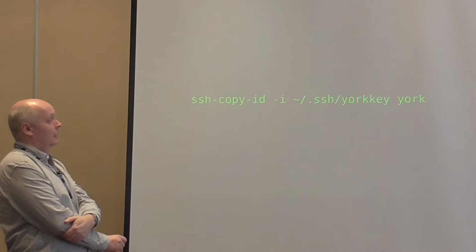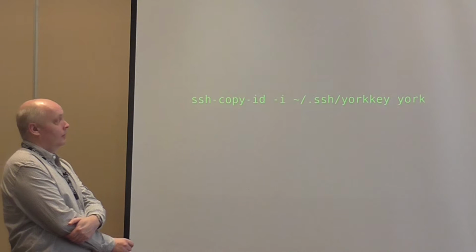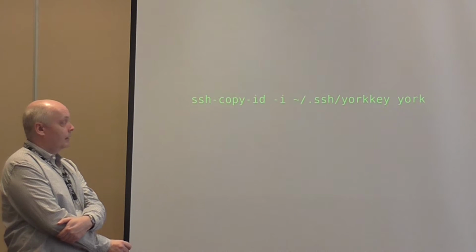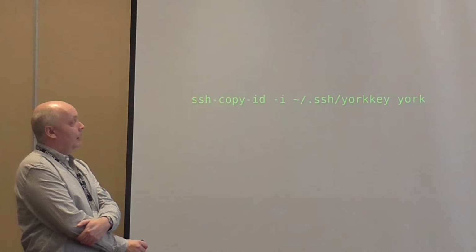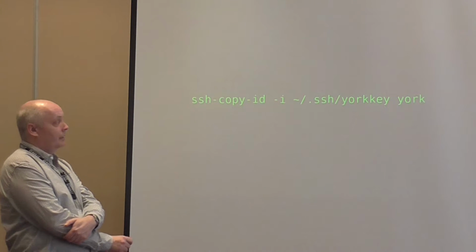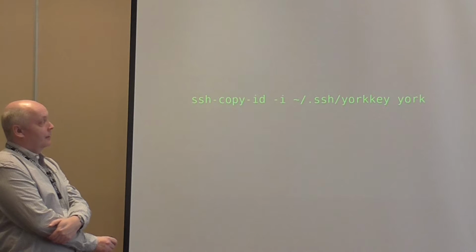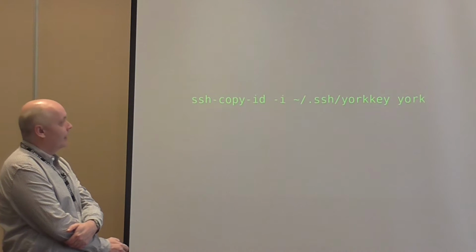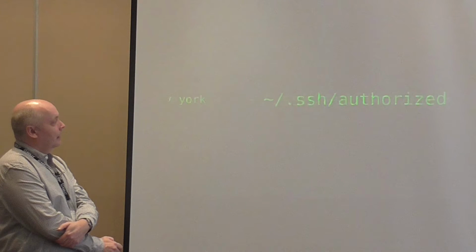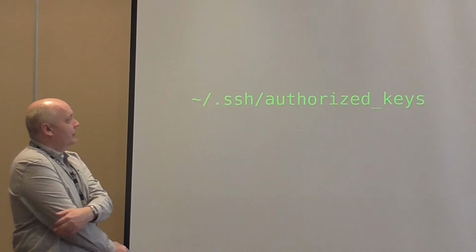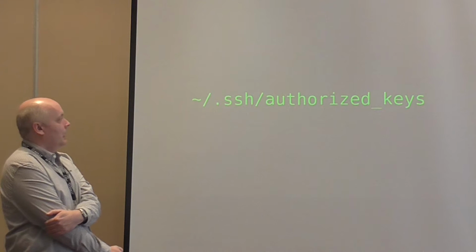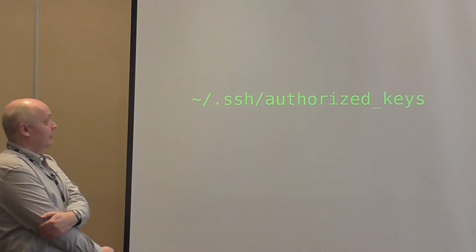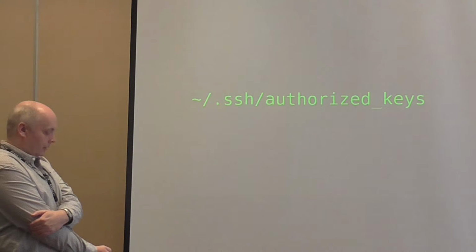One advantage of using this, if it's a brand new host, is it will create the .ssh directory for you and set the permissions correctly. And it does print a nice little warning at the end to tell you that you ought to go and check the file manually to make sure it hasn't done anything you didn't think it was going to do. The file that it actually copies it to on the remote machine is in your home directory, called .ssh/authorized_keys.